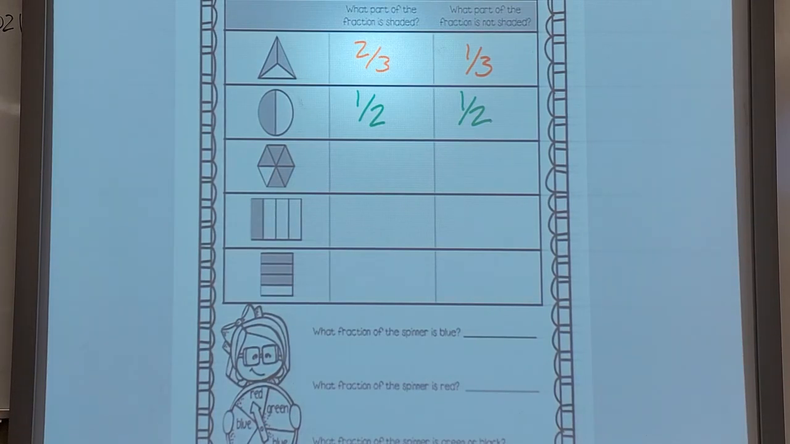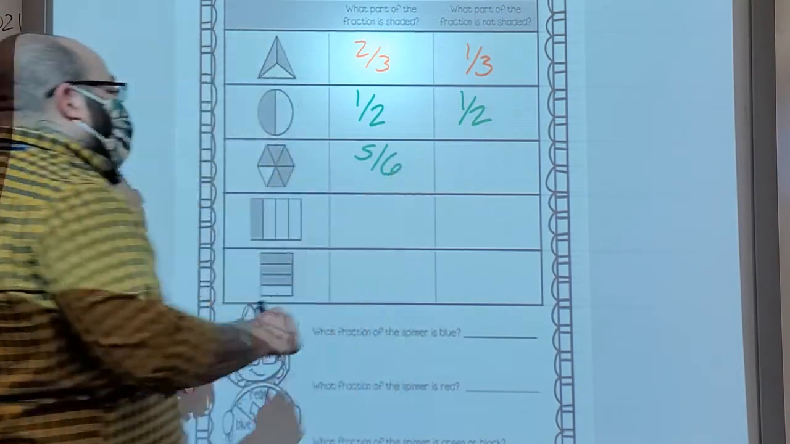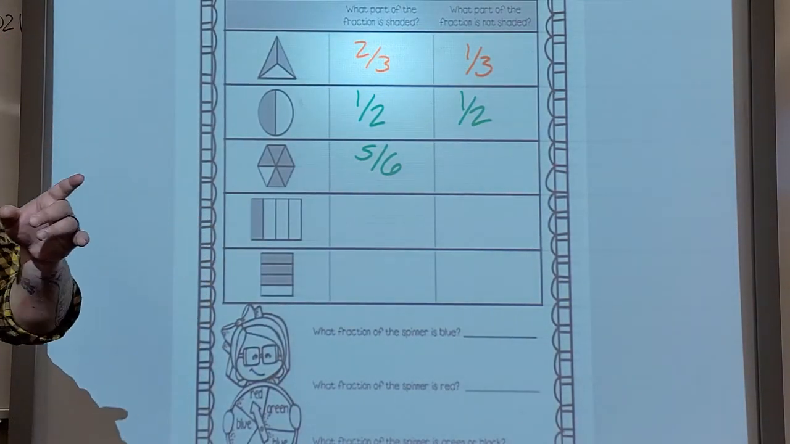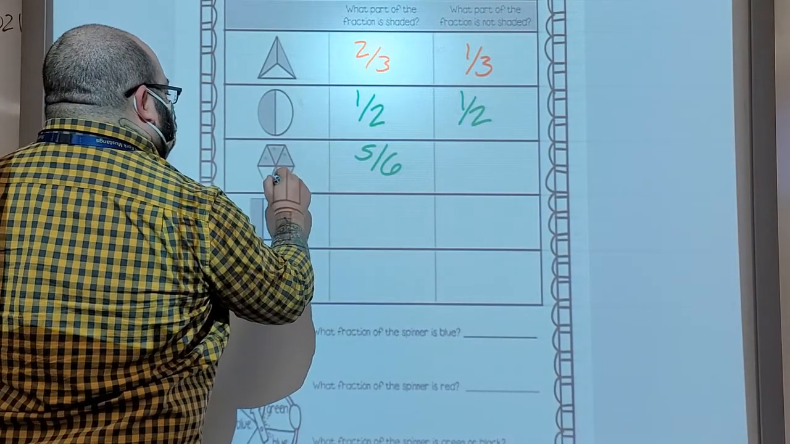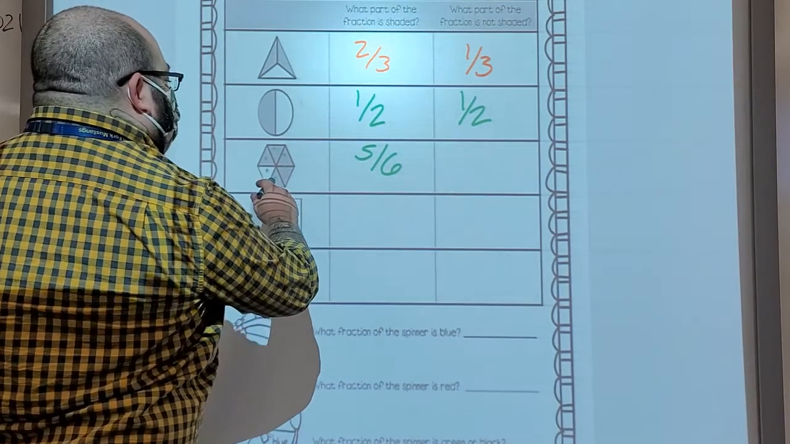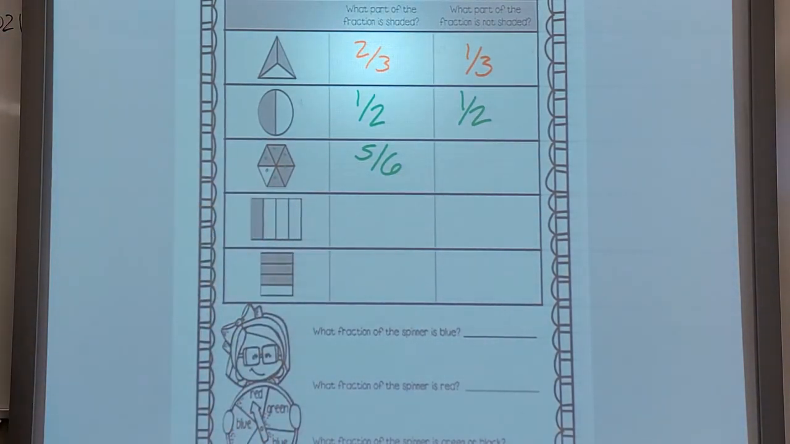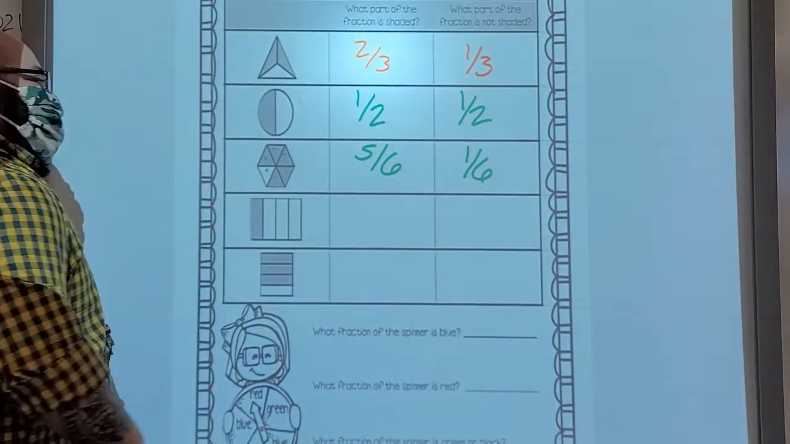Who said that? 5/6. Talon said 5/6. And he's correct. 5/6. Remember, the number of the whole is on the bottom. That's the denominator. So we have 1, 2, 3, 4, 5, 6. The number of the whole is always on the bottom. That's the denominator, always on the bottom. Okay? Now, but what part is not shaded? What part is not shaded? Talon. 1/6 is not shaded. Exactly.